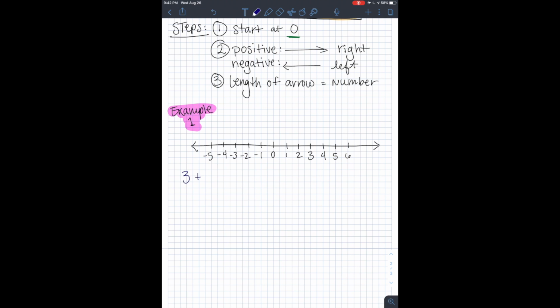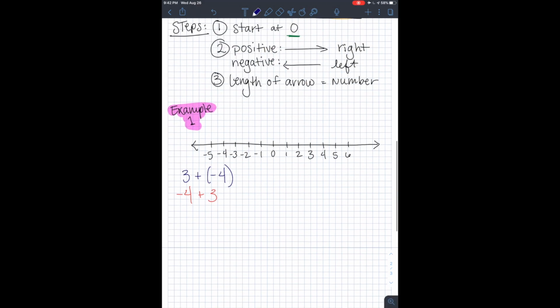And we've got a problem that we're going to do. So we've got 3 plus negative 4. Okay, and the beauty of addition is the order doesn't matter. So we can write 3 plus negative 4, or we can write negative 4 plus 3. And I'm going to color code these in 2 different colors because we're going to be drawing on the number line. So step number 1, we're going to start at 0.